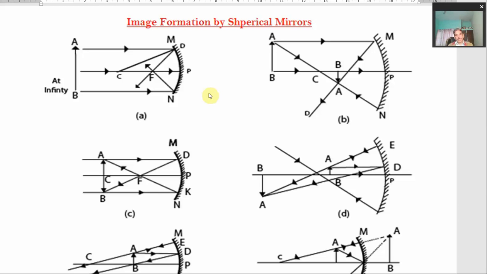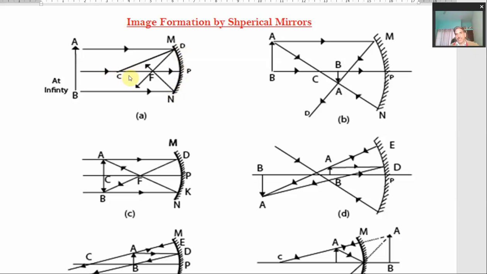So here let us take the very first case. The very first thing is to draw a correct ray diagram. For drawing a correct ray diagram, we are taking this MN to be a concave mirror. Outer surface is polished and inside surface is reflecting. So we have to place the object always in front of the reflecting surface over the principal axis.